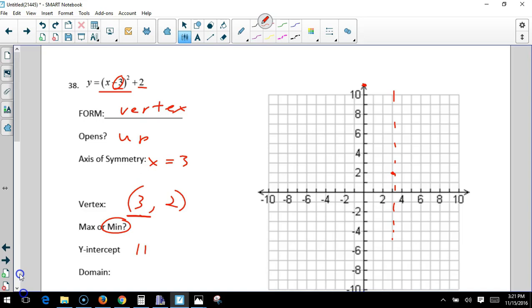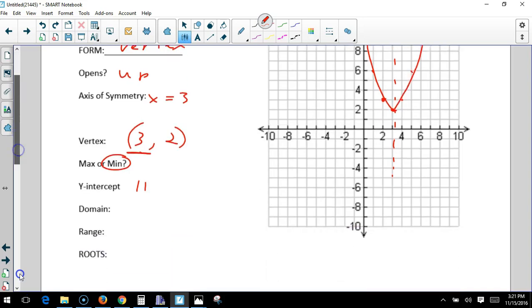And then again, you just go ahead and get some points off the calculator. 1 is at 6. 2, 3. We already know 3, 2. Then 4, 3. And 5, 6. And 6, 11. And now we can roughly sketch our parabola.